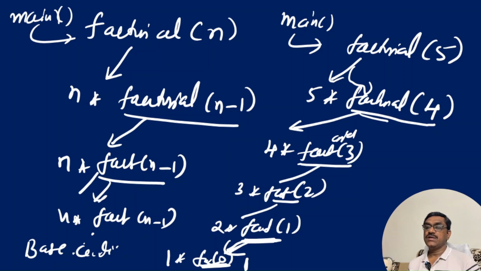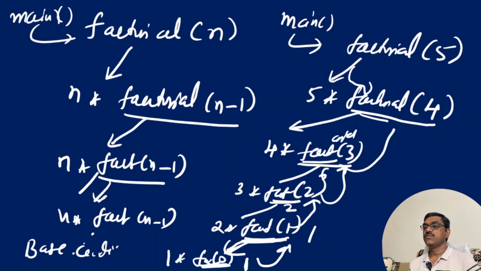So whenever you get the exit condition, then you have to return back. While returning back, you multiply the values: 1 into 1, how much? In place of fact 1, we got 1 on return. Next, 2 into 1, how much? 2. That we are going to get here on return. 3 into 2 is 6. That we are going to get at this place. 4 into 6, how much? 24. 5 into 24, how much? This is on return. We are going to get 120.